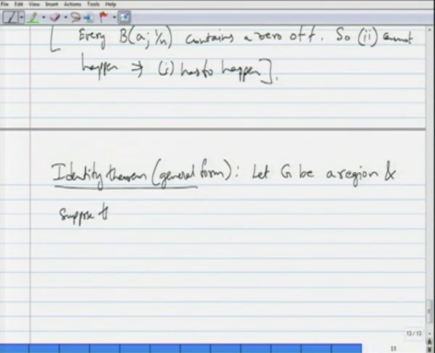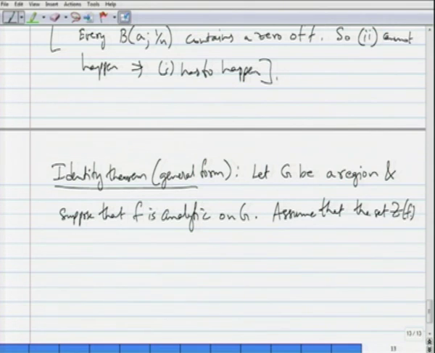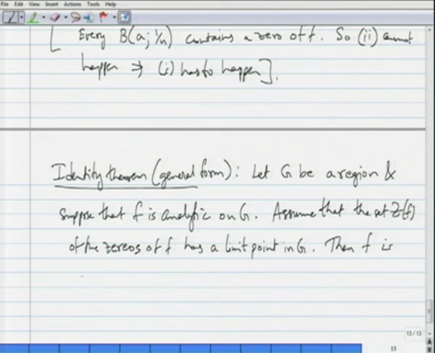Okay. So, let G be a region, and suppose that f is analytic on G. Okay. So, assume that the set Z of f, i.e., the zeros of f, has a limit point. So, there exists a limit point in G. Okay. Then f is identically 0 in G. So, if there is a limit point for the 0 set of f in the region G, then f has to be identically 0.